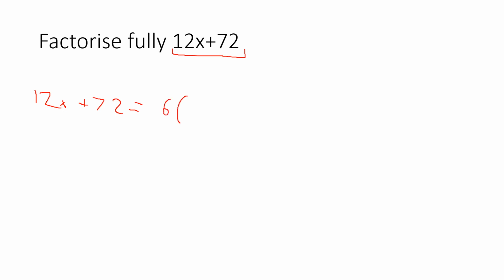So it's 6 times, let's divide both sides by 6, do it slowly. Divide by 6. What's 12x divided by 6? That's equal to 2x. And then what's 72 divided by 6? 72 divided by 6 is 12. So therefore, it's equal to 6 times 2x plus 12, right? Can we factorize this further, though? That's my question.